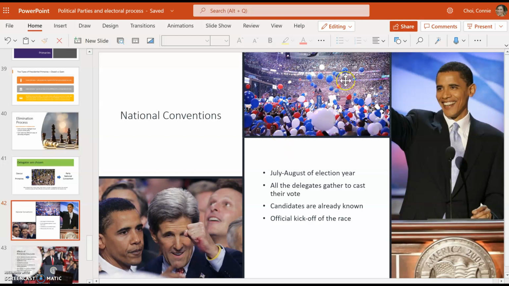This is the Democratic National Convention. It's held around July, August of the election year, and thousands of delegates from each of the states come to these national conventions. It's like a large party, and they officially cast their vote to say, okay, Joe Biden, we're going to vote for Joe Biden because Joe Biden was the forerunner from the primaries.